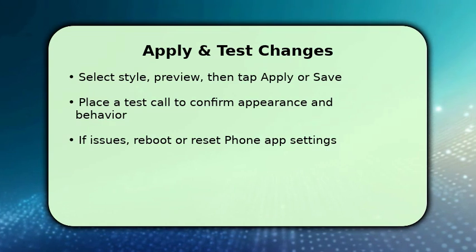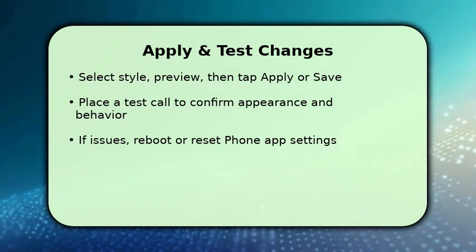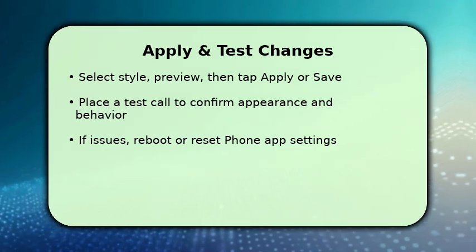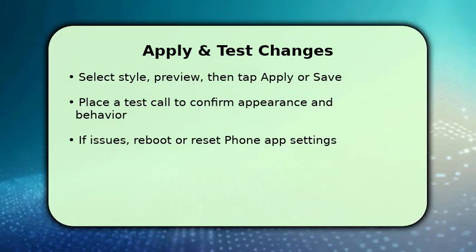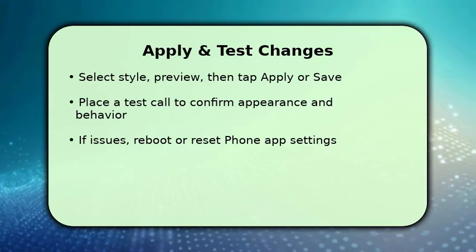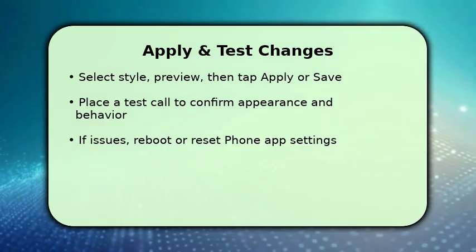After choosing a style, preview it and tap Apply or Save so the change takes effect immediately. You should always confirm visually. Once applied, make a quick test call to verify the incoming layout and interaction. This ensures pop-up permissions and DND settings aren't blocking the change.